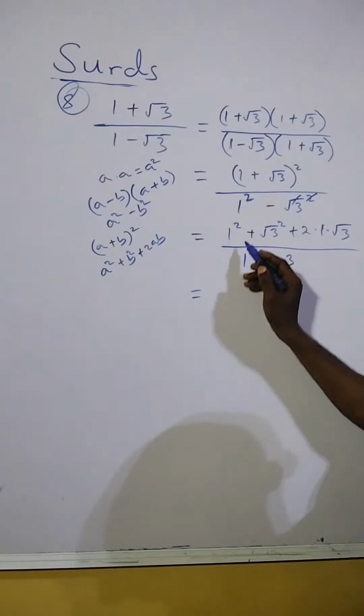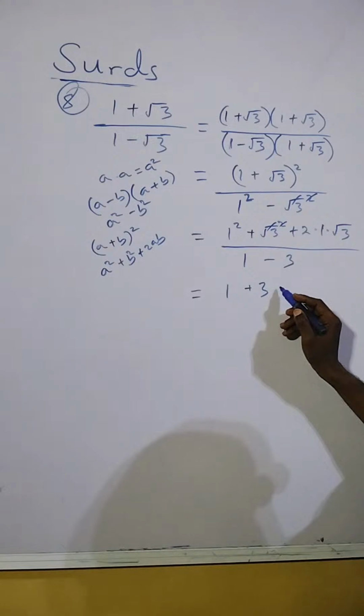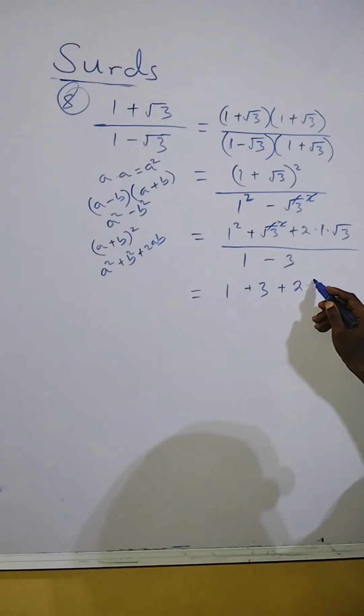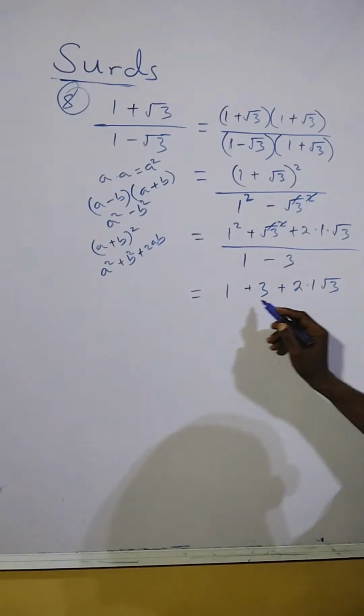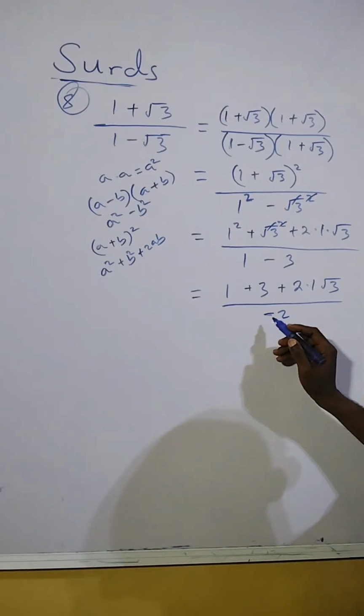Here 1 squared is 1, then plus root 3 squared, which cancels, we have 3, then plus 2 times 1 times root 3, then over 1 minus 3, that is minus 2.